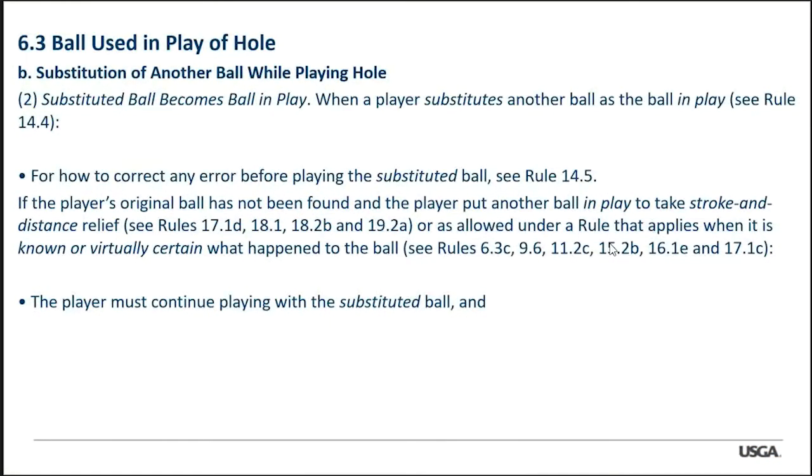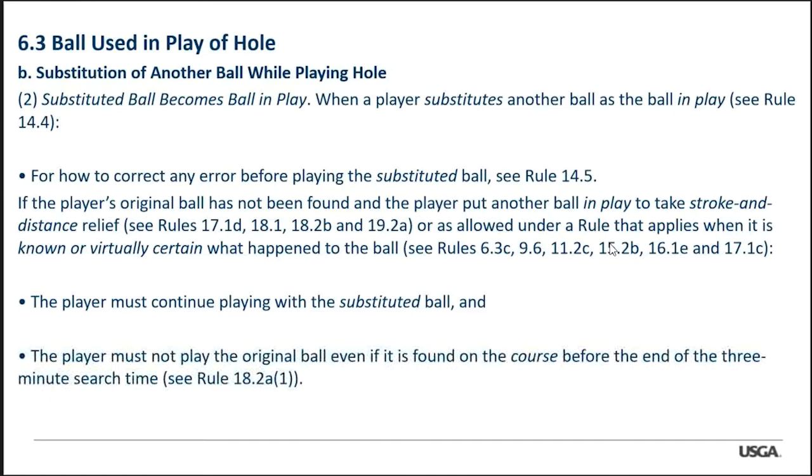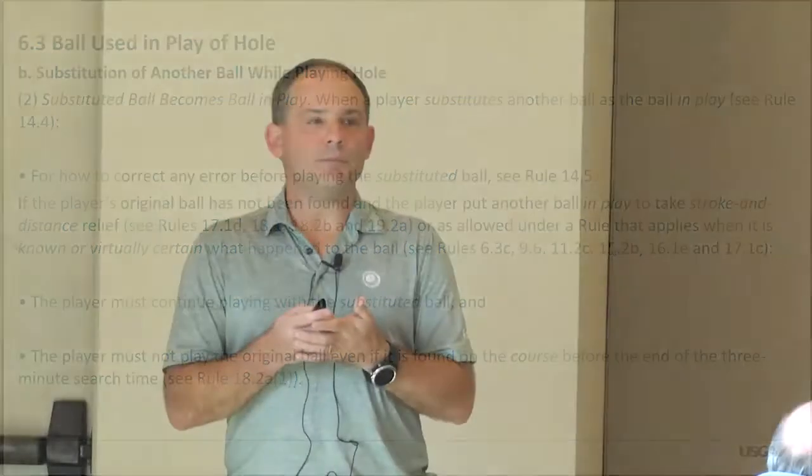Okay, once we get that substituted ball in play, the player must continue playing with that substituted ball. You're going to be penalized, but you're going to keep playing with that ball in play. The player must not play the original ball even if it is found on the course before the end of the 3-minute search. What's a good example of this? How about a ball that goes into a penalty area, and we have virtual certainty it's in there. So we drop a ball correctly in the right way within the rules.